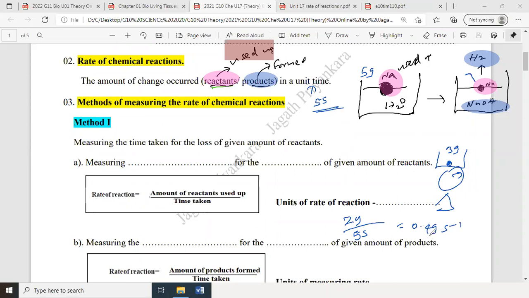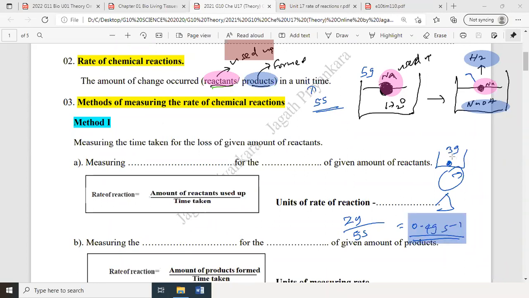That means 0.4 grams getting used up per second. That is called the rate. How fast the reactant is used up. 2 divided by 5 is 0.4, right? Yeah. So 0.4 grams of sodium getting used up per second. That is called the rate. So you put the reactant.